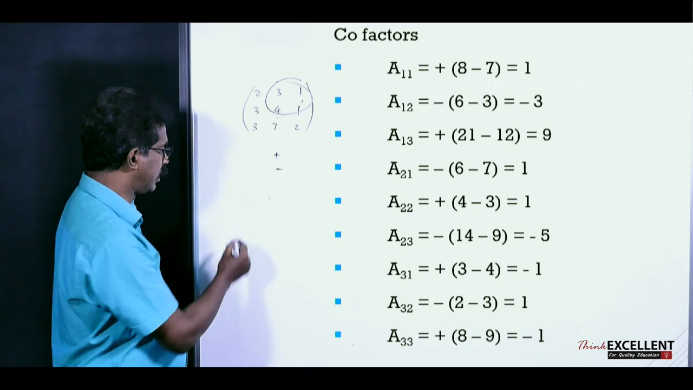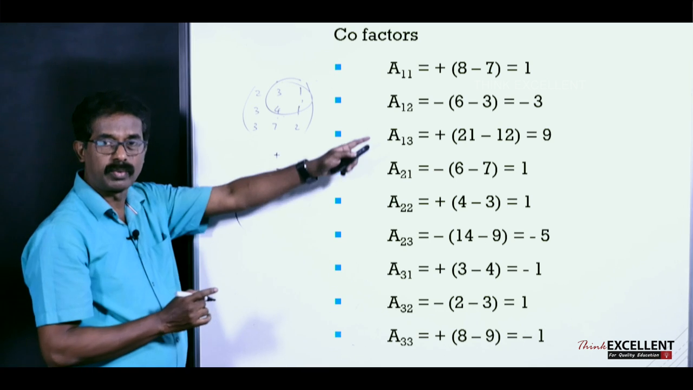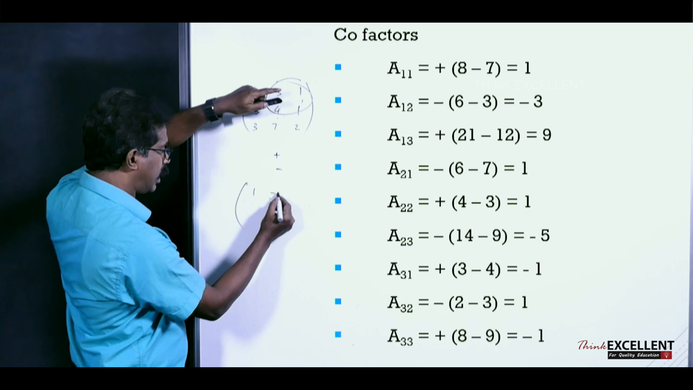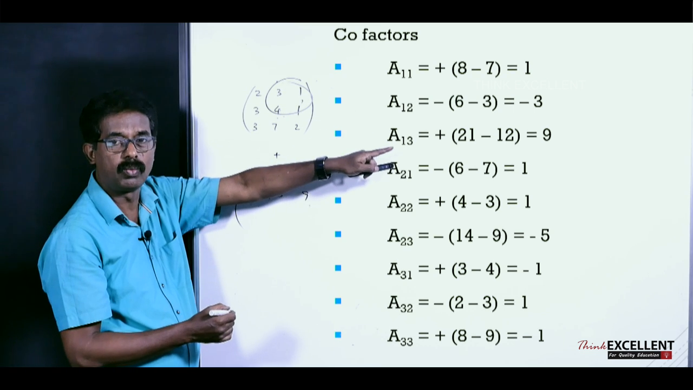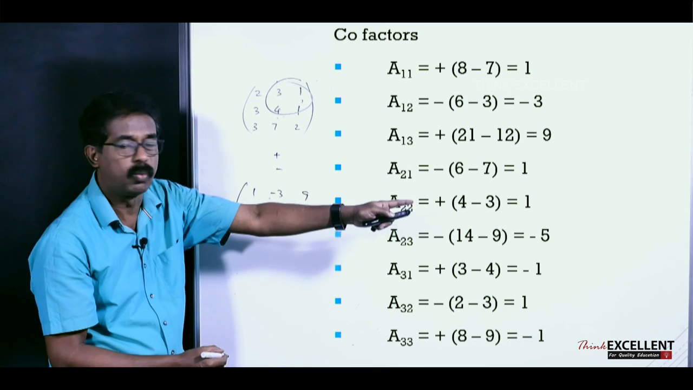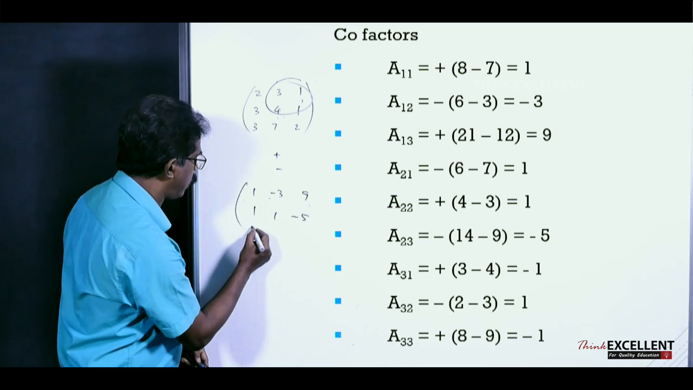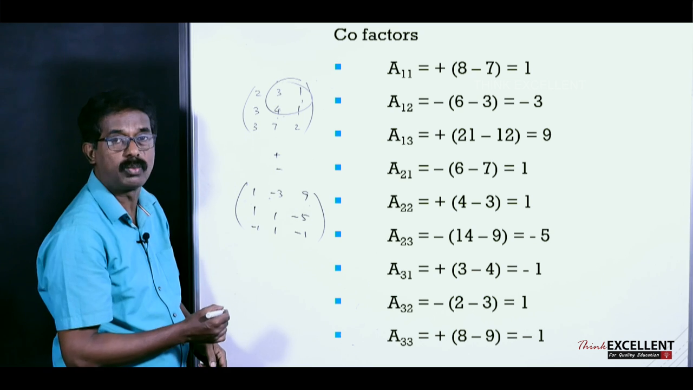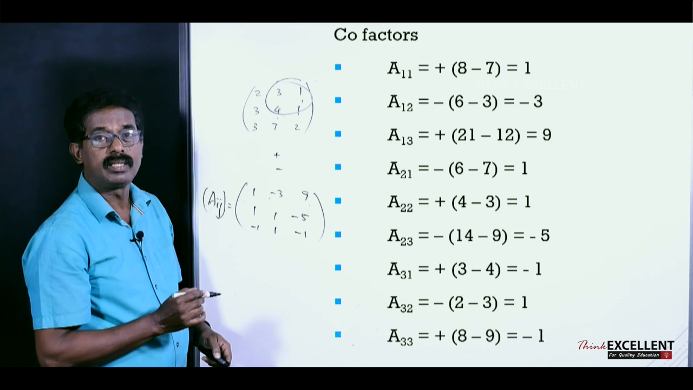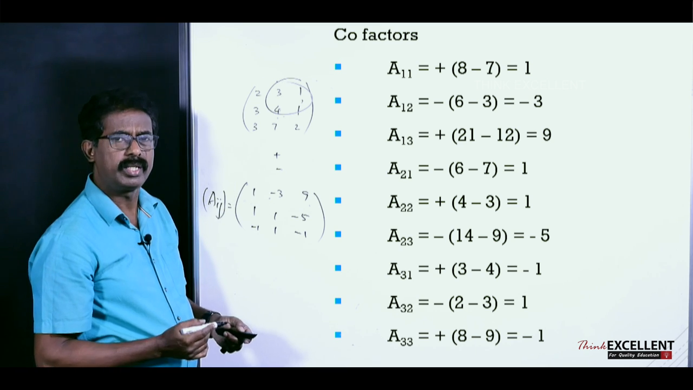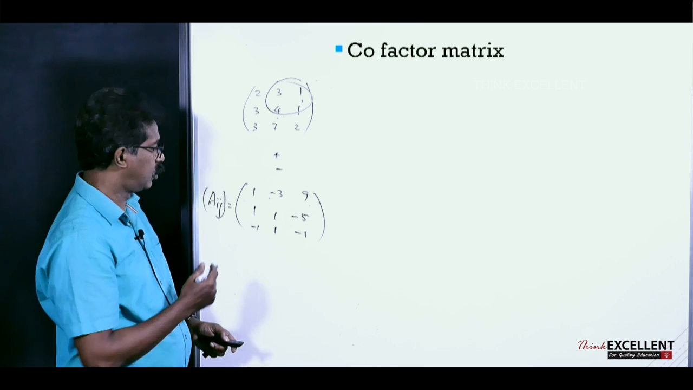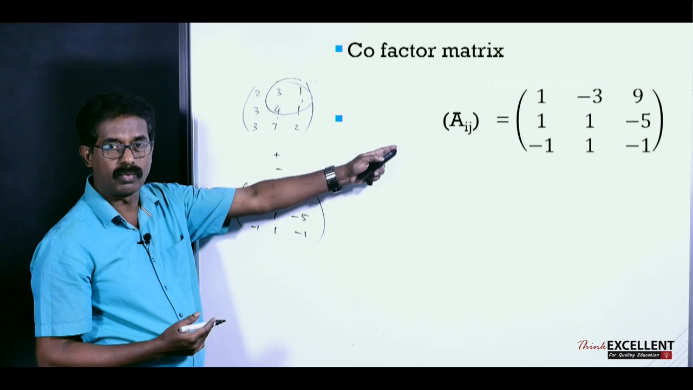Now write it as a matrix. See all the cofactors. The first row is 1, minus 3, 9, right? Then what do you have? 1, 1, minus 5. Last row, 3, 1, minus 1, minus 1, 1, minus 1. This matrix is called what? Cofactor matrix Aij. We want adjoint A, right? What do you do? You take the transpose of this, right? We find the transpose. So this is the cofactor matrix.